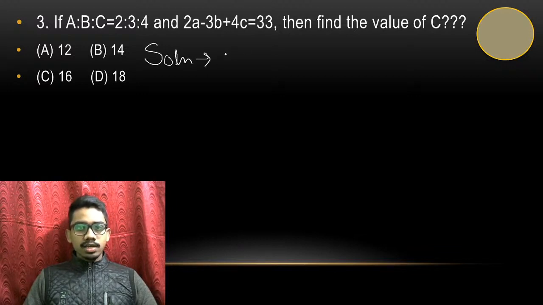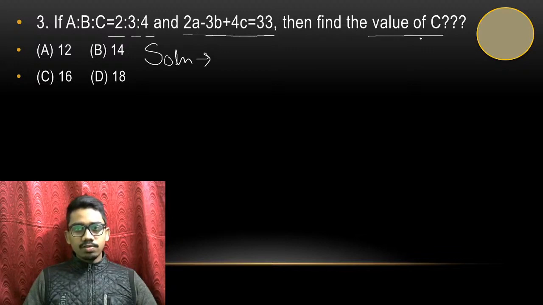So see, A ratio B ratio C is given 2 ratio 3 ratio 4. And 2A minus 3B plus 4C is 33. Then you have to find the value of C. So what do you need to do guys? For A, can I write it like this? I am assuming the ratio to be 2x for A, for B let's take it as 3x, and for C let's take it as 4x.